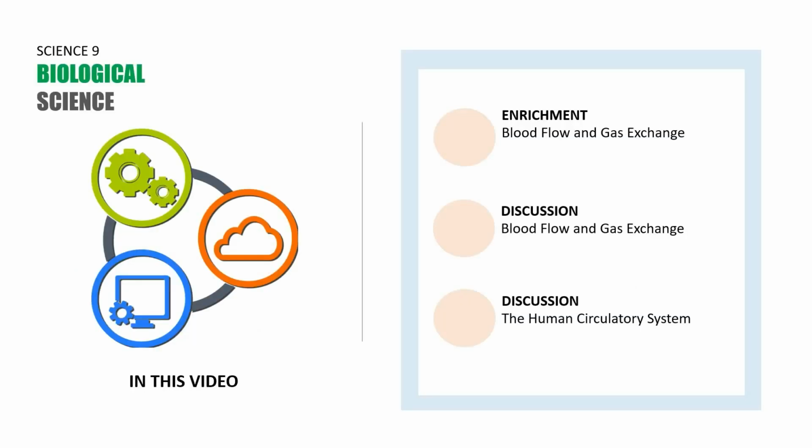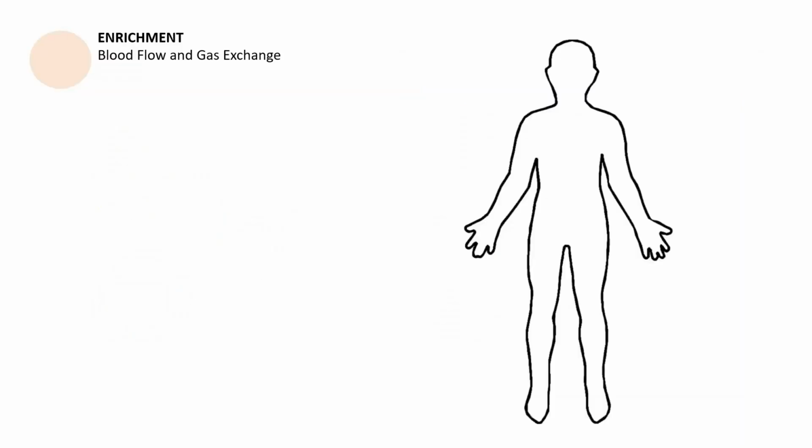For this video, we are going to have the following tasks. The first part is an enrichment. Blood flow and gas exchange. That is our topic for this enrichment. And then the next one is a discussion. It is about blood flow and gas exchange. And then the last part is still a discussion about the human circulatory system. So let's begin. For the first part, enrichment.